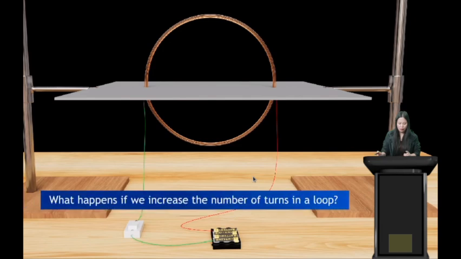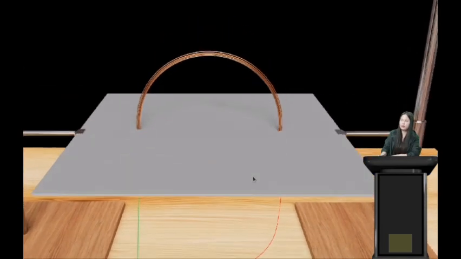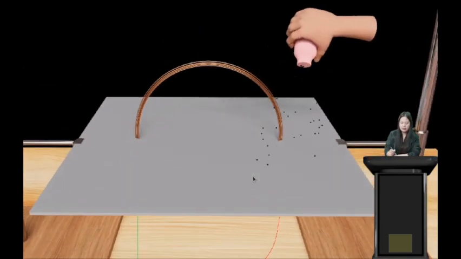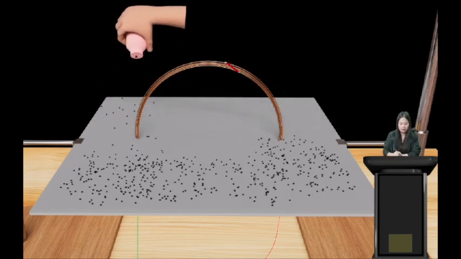What happens if we increase the number of turns in a loop? In our previous example, we discussed only a single turn, just one turn. But what happens if we increase the number of turns in a loop? So let us find out. Here we have the same setup, but this circular loop has multiple turns, not just a single turn.